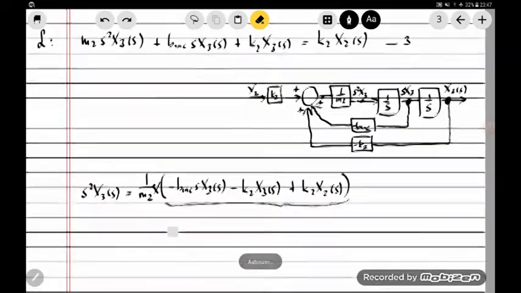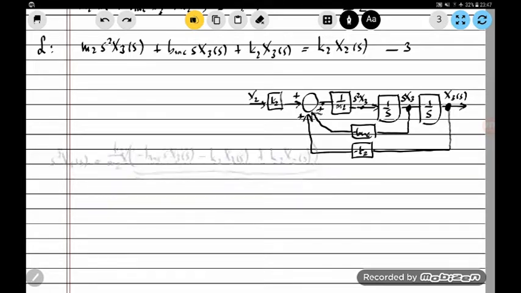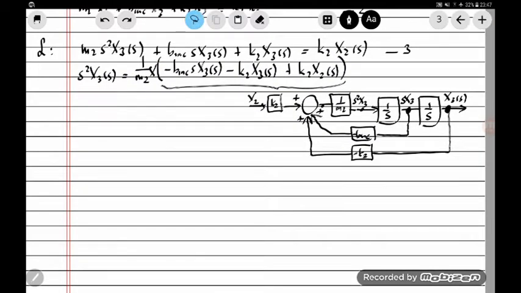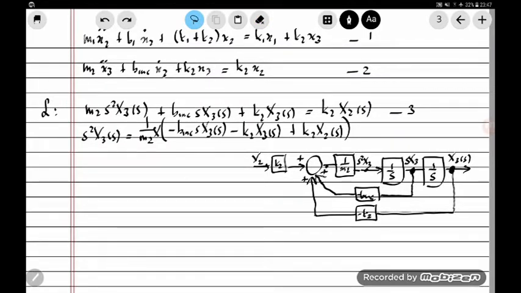Okay, I will move this over here for space. In a similar way, we can do this for the first equation. Remember, we have to take the Laplace transform of that equation as well.